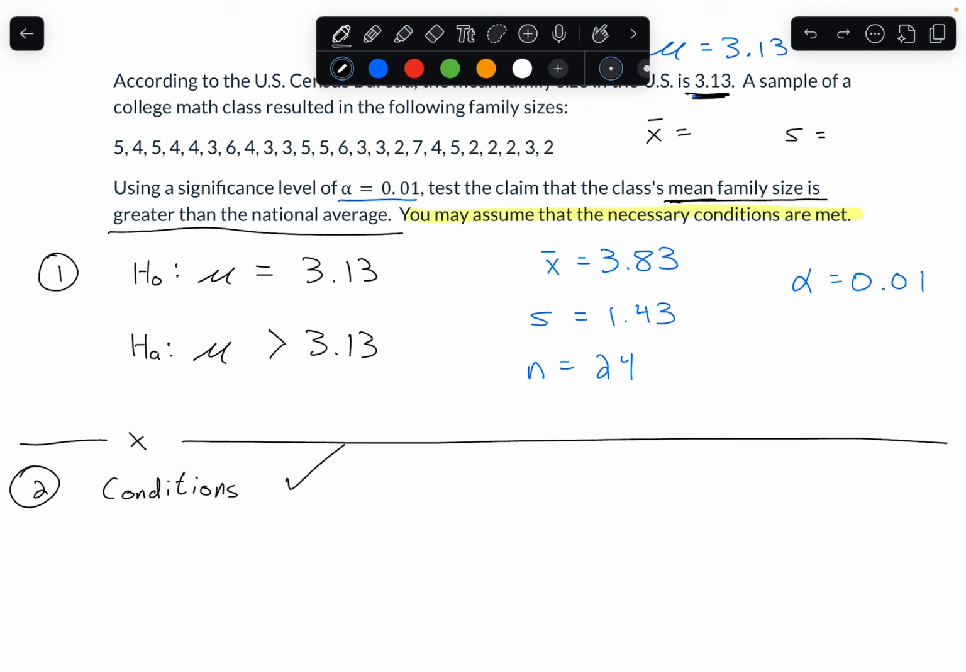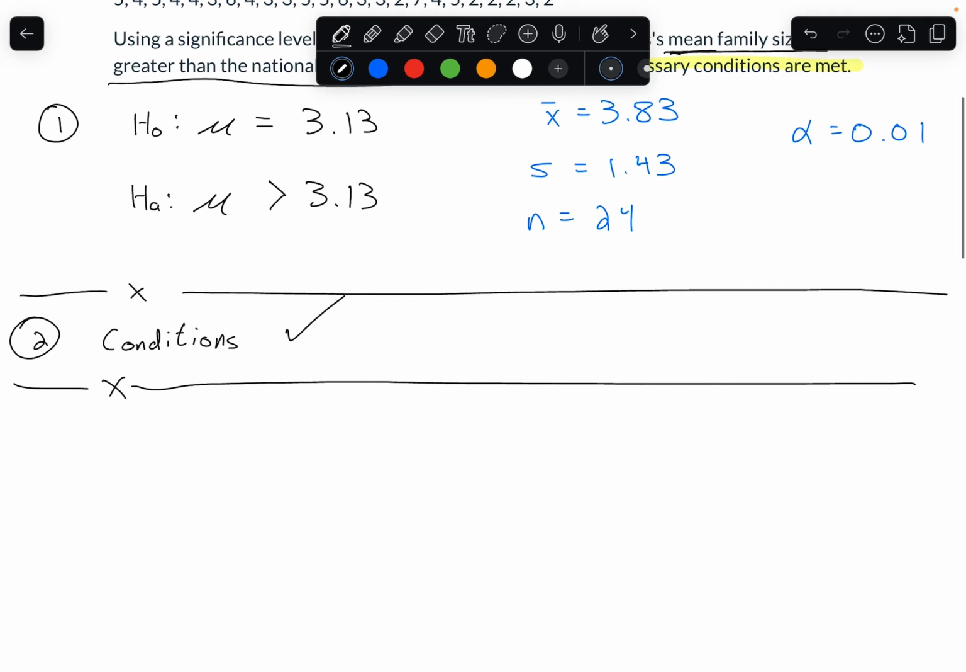In any case, we can move on to the third step, which is where we're going to do our calculations. So step 3 is where we're going to calculate our standard error, our test statistic, and estimate our p-value. So I would encourage you at this point to pause the video and try these calculations out on your own if you have not done so already.